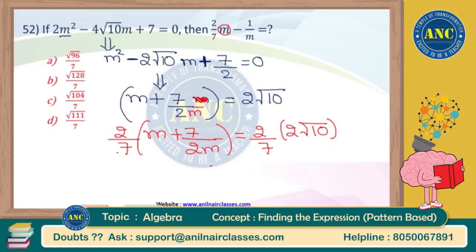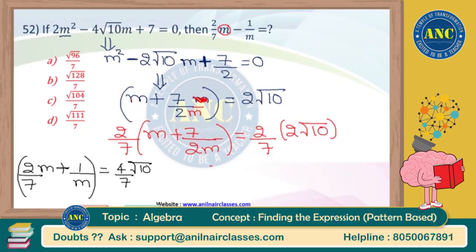So I can write this equation as 2 by 7 into m. It becomes 2 by 7m plus 2 by 7 into 7 by 2, which is nothing but 1 by m, right? Right hand side is equal to 2 into 2, 4. It is 4 by 7 times root 10, right? Now, can I say that I know the value of 2 by 7m plus 1 by m. This value I know.